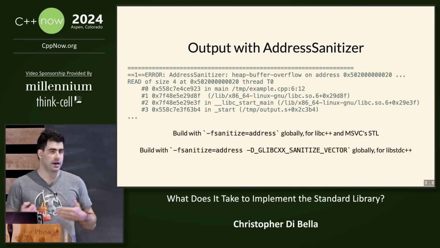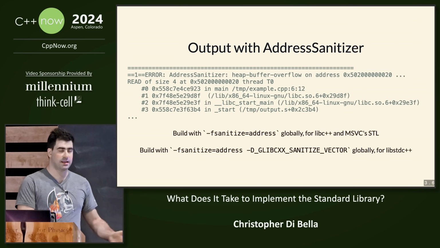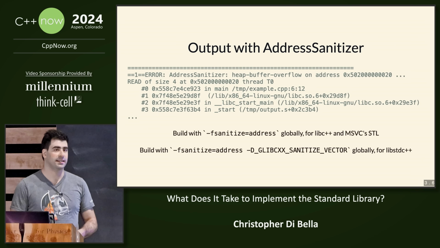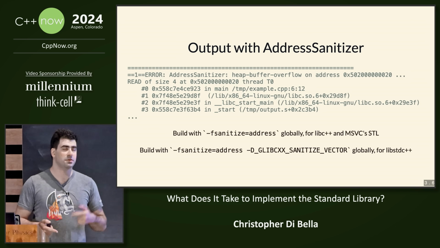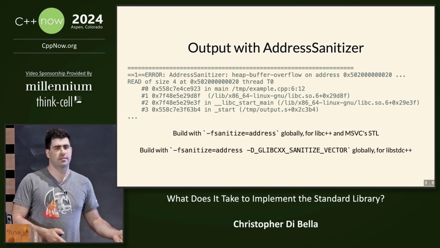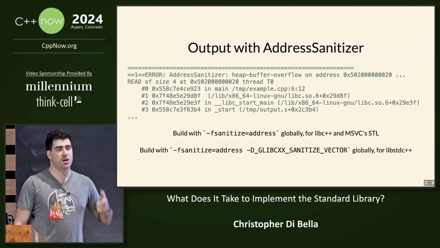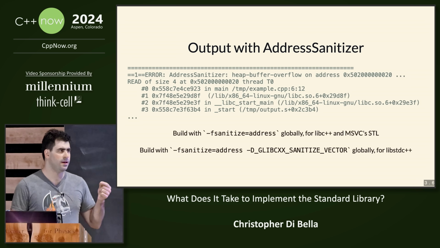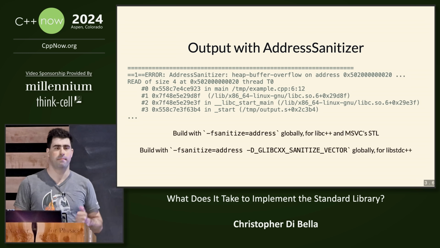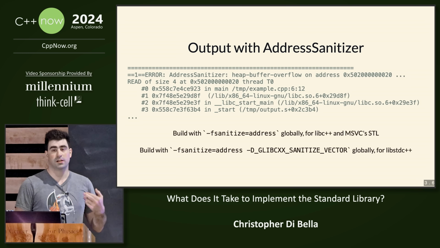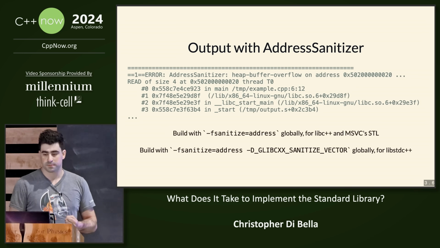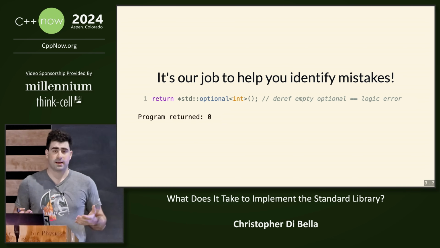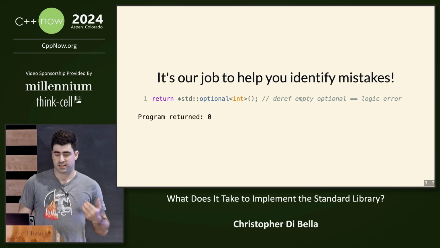So if you go and write your own std vector in the same way as std vector is defined, you won't end up with a crash unless you add the machinery to ensure that address sanitizer knows this is the case. And when you're building with libstdc++, you need to ensure that there's a separate macro defined globally, so that way you don't end up with link time errors. Now again, it's our job as standard library implementers to help you identify your mistakes.